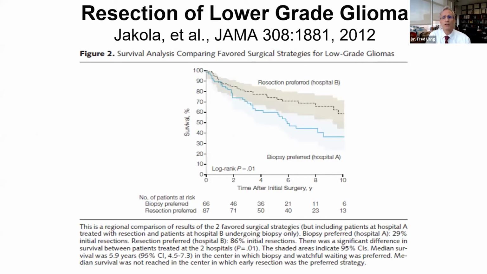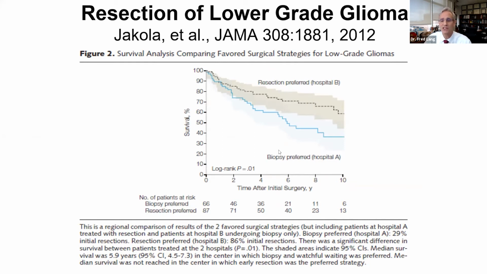Probably the most important data on this topic is this paper from Jakola, published in JAMA back in 2012. I'm sure many of you are familiar with this. This is essentially the closest we'll ever get to a randomized trial of this topic. The paper comes out of Norway, where all patients who lived in a particular area of Norway had to go to hospital A based on the nature of their medical system. And patients who lived in another part of the country, all of those patients had to go to hospital B.